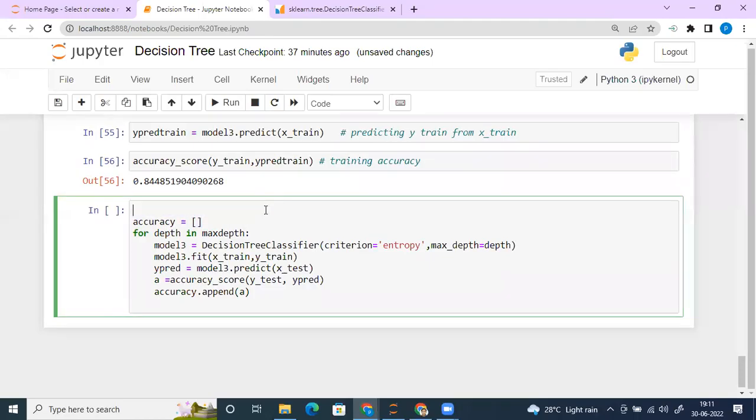Or instead of max depth, you want to try every combination to loop this. You can mention this as for depth in range. Suppose I want to try from 2 to 50. Try an experiment. What result will you get?